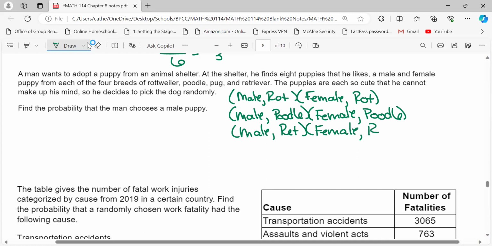I feel like I'm missing one. Oh, a pug. Ugh, I hate pugs. All right. We have a male pug and a female pug.